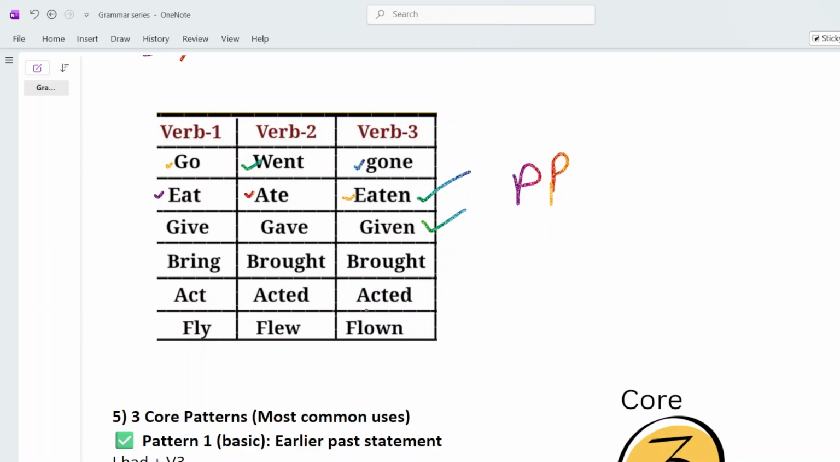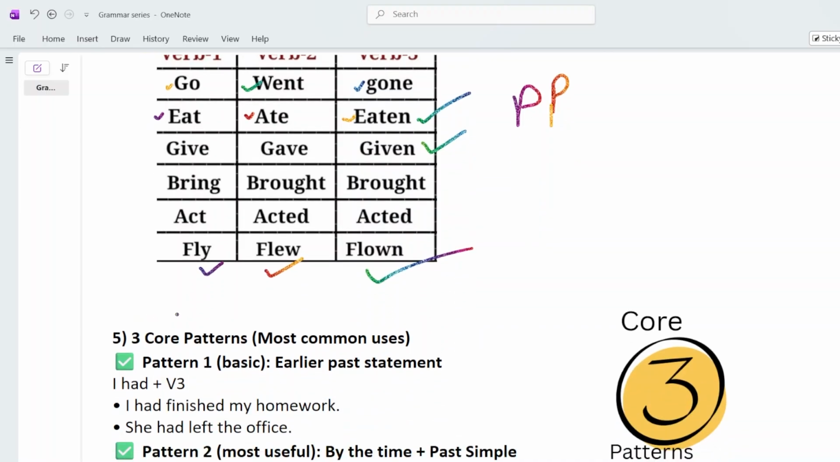Act, acted, acted itself. There are some verbs which do not change from verb 2 to verb 3. You can go online also and start making a note of them, so that you don't go wrong when you're using verb 3 and when you're using past perfect tense as a communication tool or a grammar tool. Let's look at the last one for today, that is fly, flew, and flown.